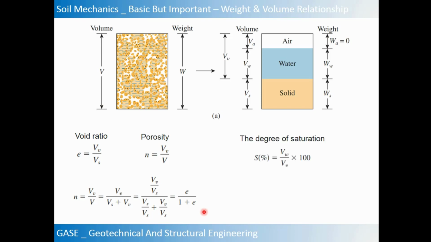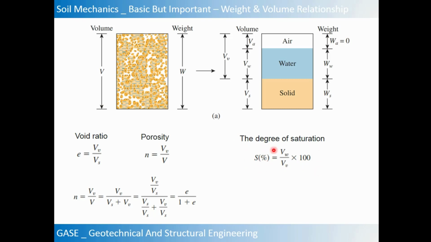So we will get a definition of the degree of saturation. The degree of saturation is the ratio of the volume of the water to the volume of the void, generally expressed as a percentage. You see, we multiply by 100% and we express it as a percentage.